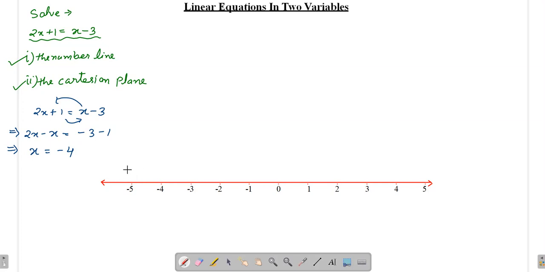Now if I have to represent it on the number line, you can see over here we already have a number line, and minus 4 is over here. So this point will represent the solution, that is x equals minus 4. So that's how we do it on the number line. Now what if I have to represent it in the Cartesian plane? First of all, we need to reframe it in the form of a linear equation in two variables. So let's do that.